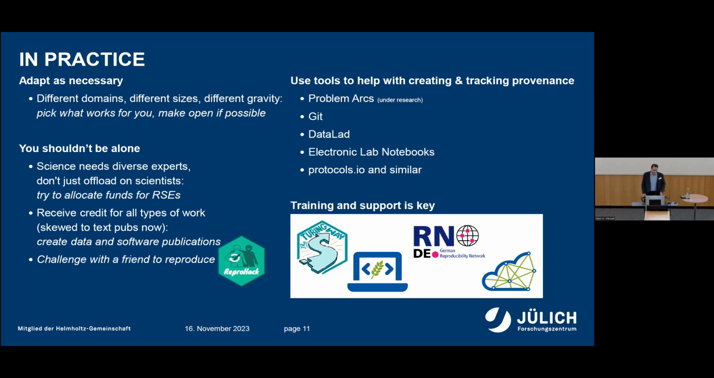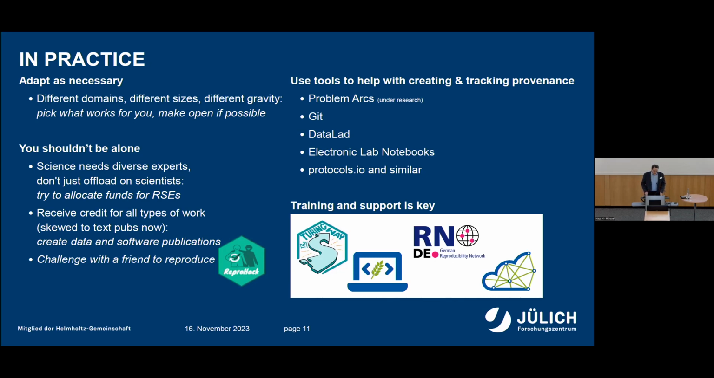So we need credit for all of these types of work. And it's totally skewed towards text publications now. And one of the things you can do in practice is start as scientists to create data and software publications. Because if this thing gains traction, the chance is there that we actually can transform the system.